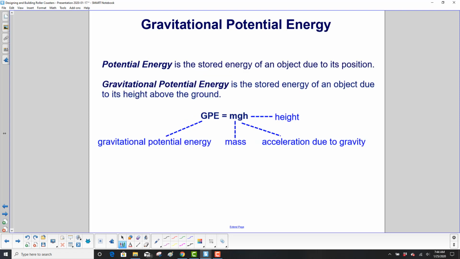Potential energy is the stored energy of an object due to its position. Gravitational potential energy is the stored energy of an object due to its height above the ground. It's a specific kind of potential energy. It is abbreviated GPE, and the equation for it is mass times g, which is the acceleration due to gravity, times the height above the ground.